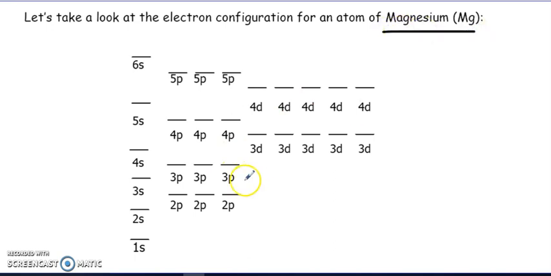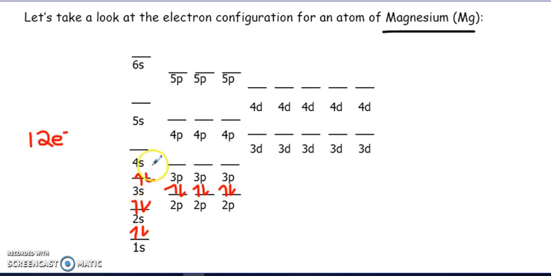Okay, so we're going to do magnesium. I know we had done this in class, but just to kind of recap, how do you know which ones are valence? So let's take a look here. So magnesium has 12 electrons, right? So we have a little template here. So we have 1, 2, 3, 4, 5, 6, 7, 8, 9, 10, 11, 12.